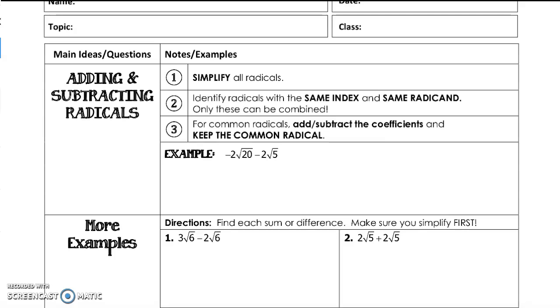So the first step, as you can see, is you have to simplify all of your radicals. That's always going to be the first step when we are doing any radical work, is you need to have them simplified. Once they are simplified, the same index means square root or cube root or whatever it might be. Ours will always be square root, so you won't have to worry about that. Same radicand means the same number underneath the square root side.